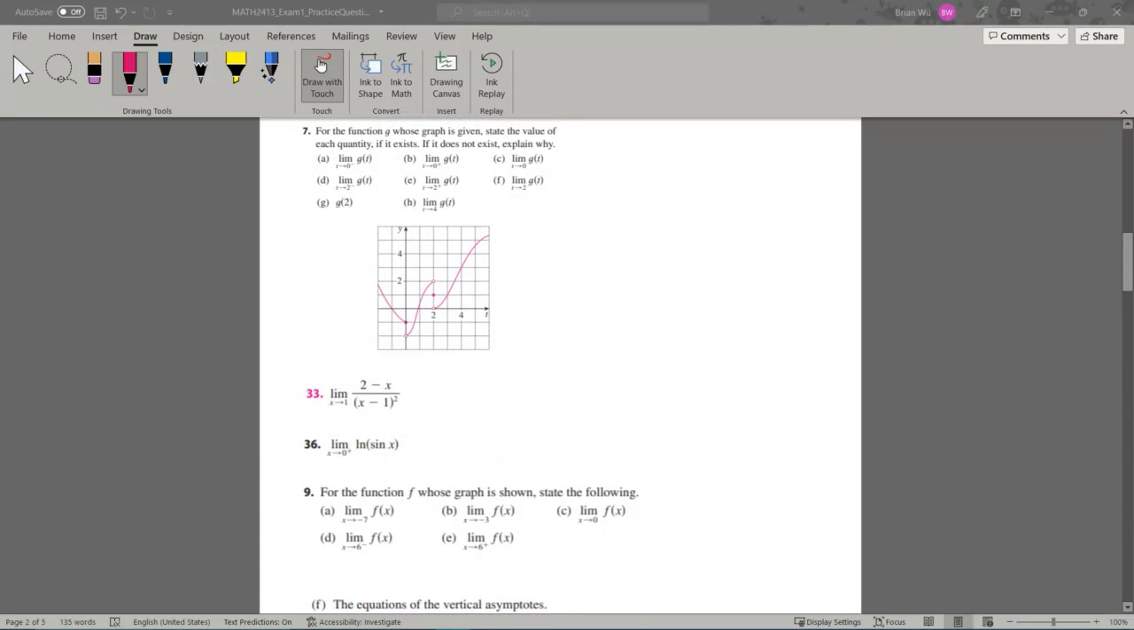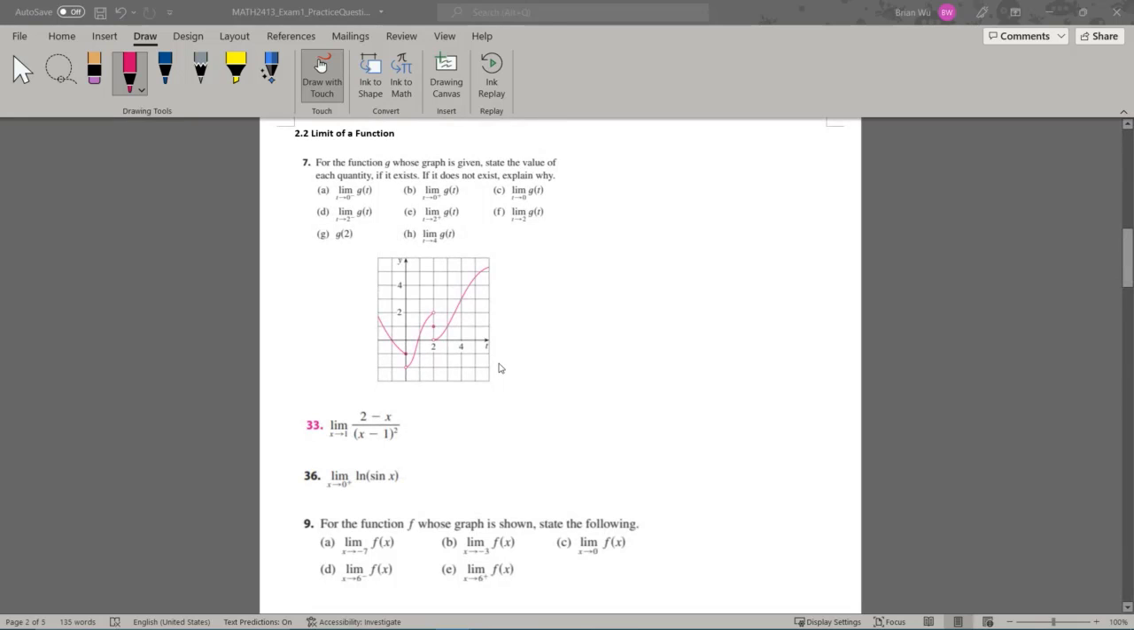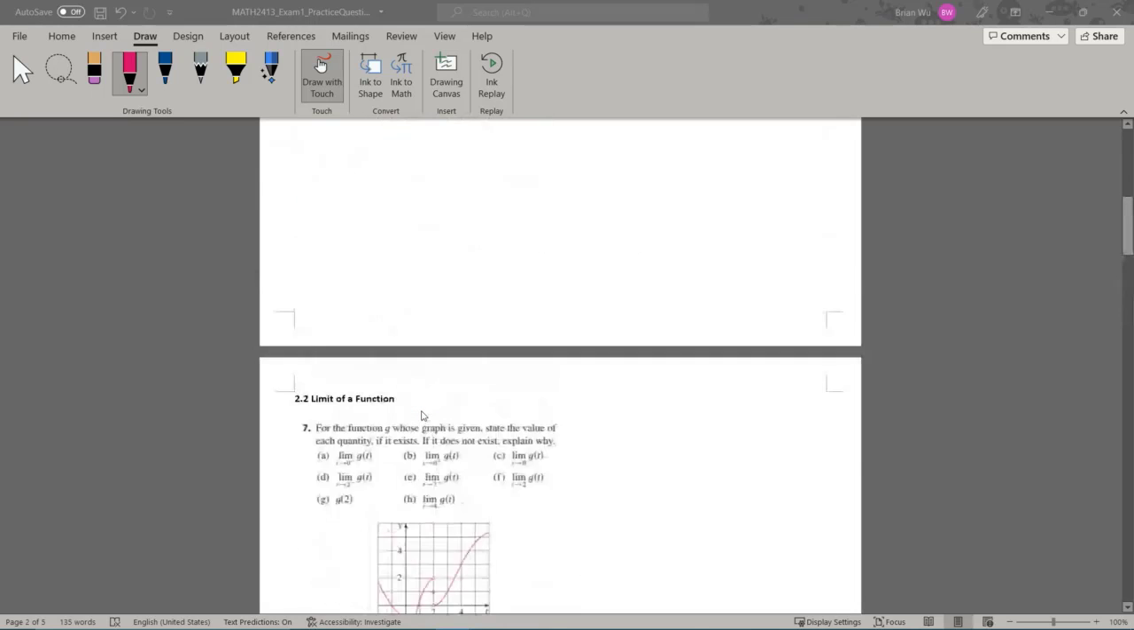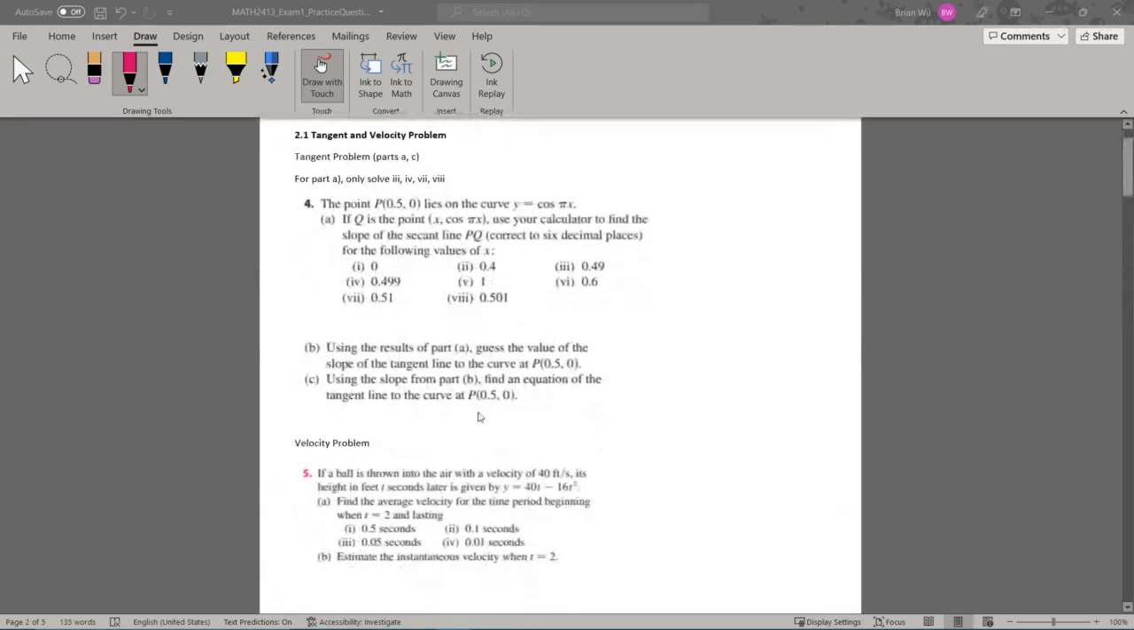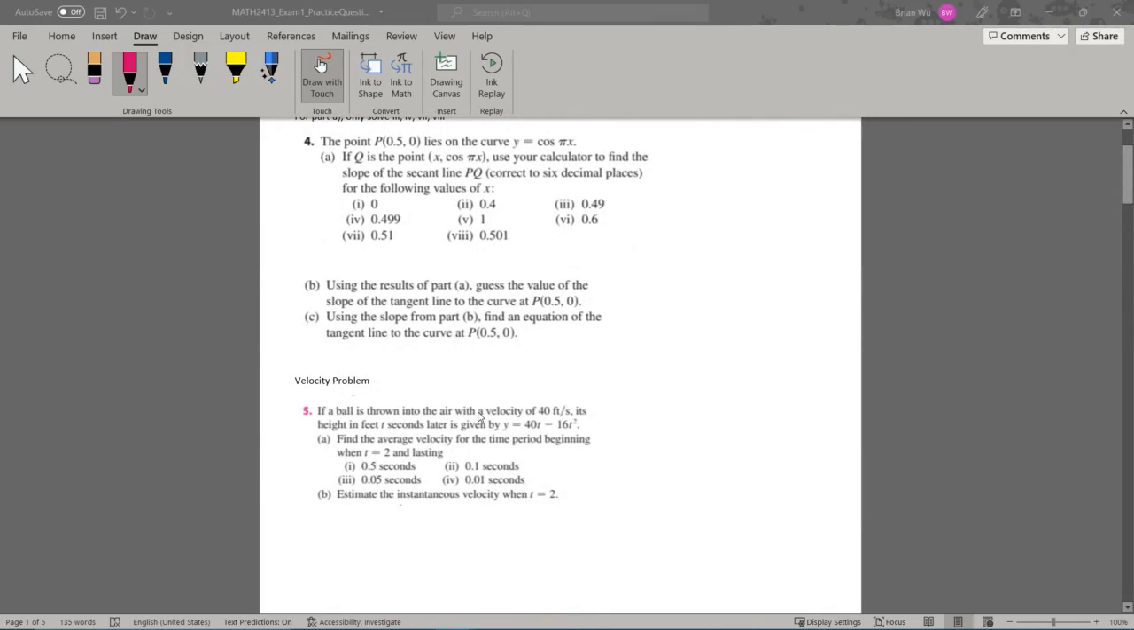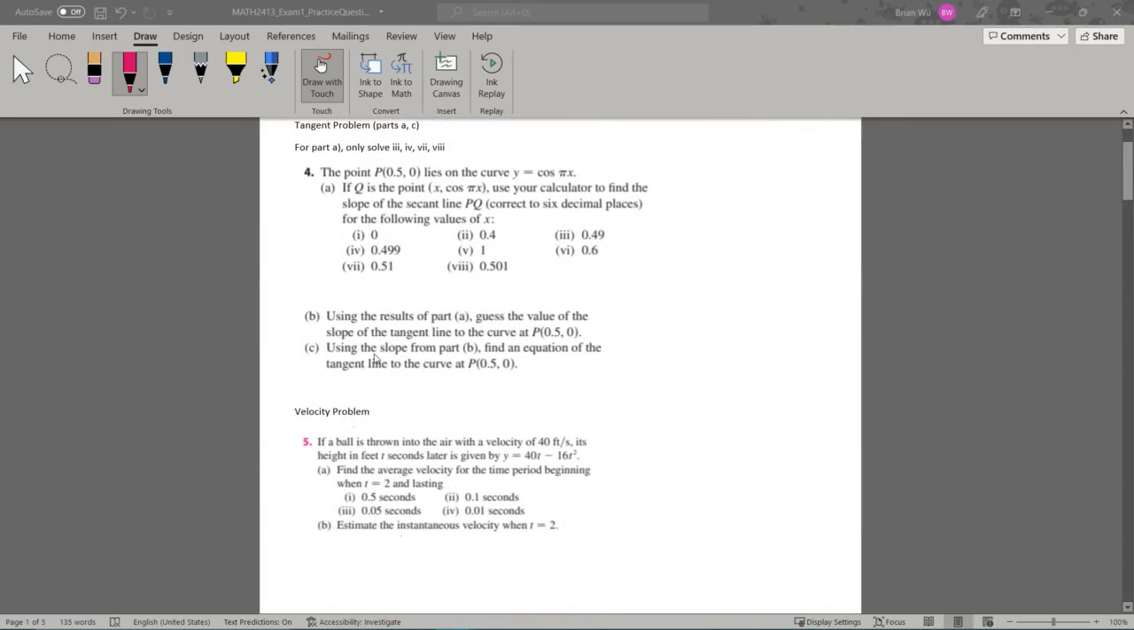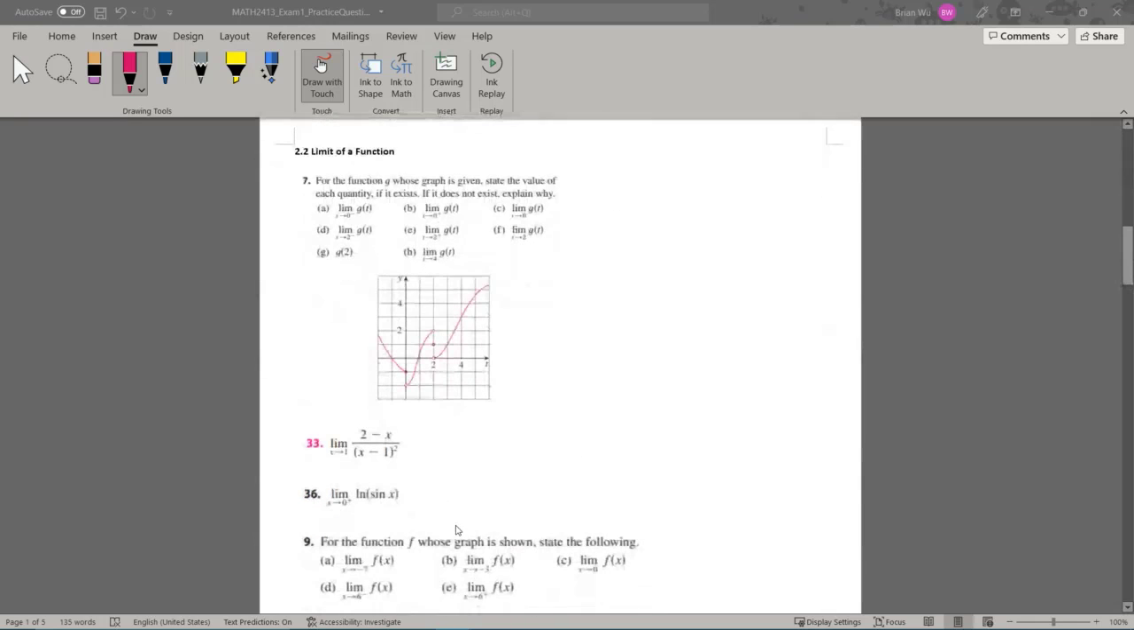Yep, Kelly, what question do you have? Two point one? Okay, let's go to it. Which one? Is it the tangent problem or the velocity problem? Oh, the intro to limits? Okay. This one, or is it the limit laws?